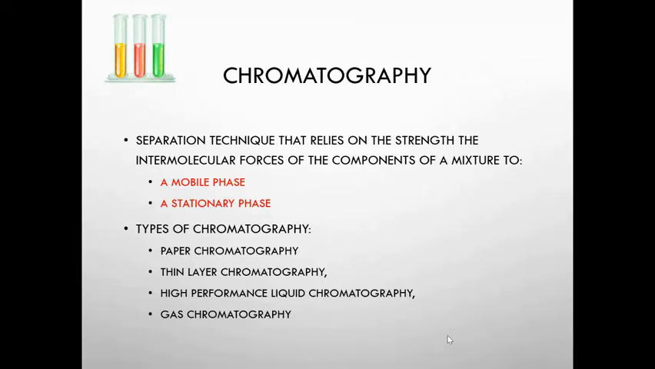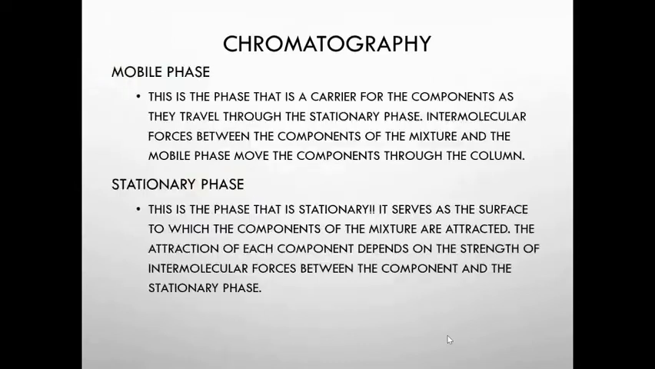And so the mobile phase will carry a mixture through a stationary phase, and the components of that mixture will either be more attracted to the mobile phase or more attracted to the stationary phase. There are four different types of chromatography, and we're not going to go into the detail of each one. We're going to look at paper chromatography, but then next week we'll look at liquid chromatography.